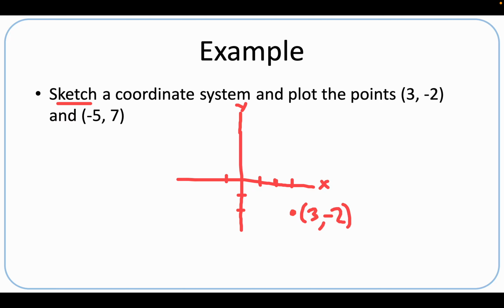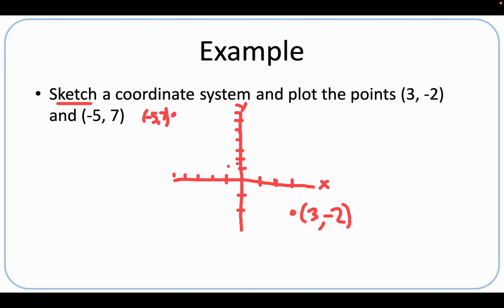Okay, so -5. 1, 2, 3, 4, 5. And then we're going 7 up. So 1, 2, 3, 4, 5, 6, 7. So that's going to be right there. And we'll label that (-5, 7). Kind of ran out of room there, but you get the idea.